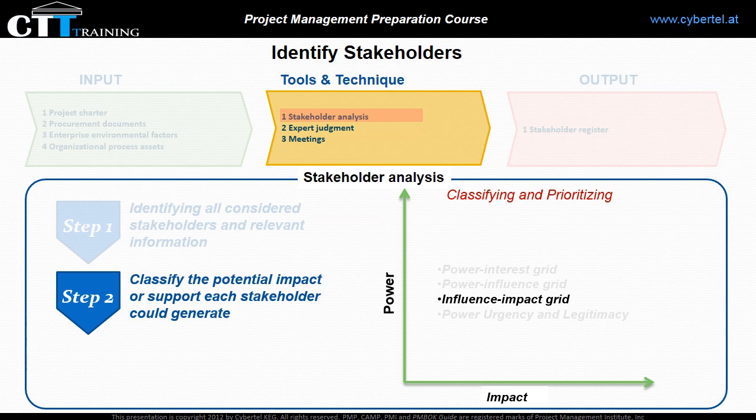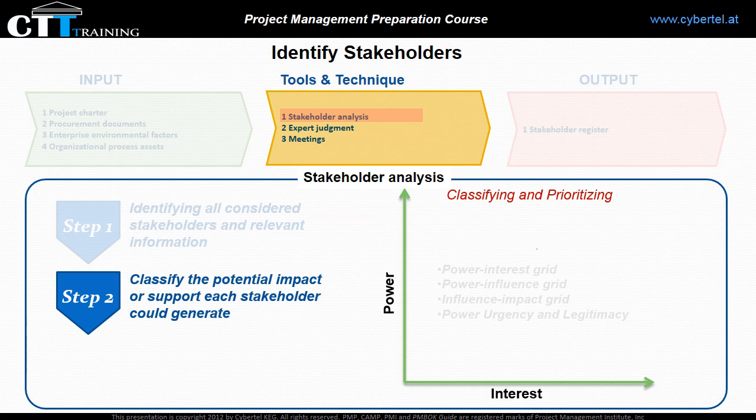Influence Impact Grid. Grouping the stakeholders based on their active involvement, influence in the project, and their impact, meaning ability to effect changes to the project planning or execution. Power, urgency, and legitimacy. This model is also known as salience model. Here, stakeholders are classified by their power, urgency, and legitimacy. The power interest model is the most widely used.